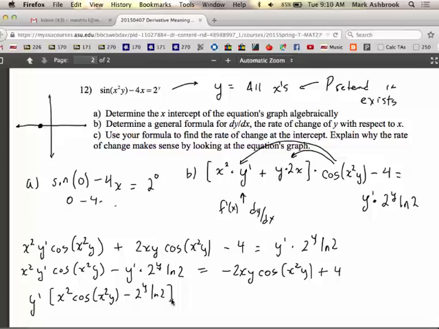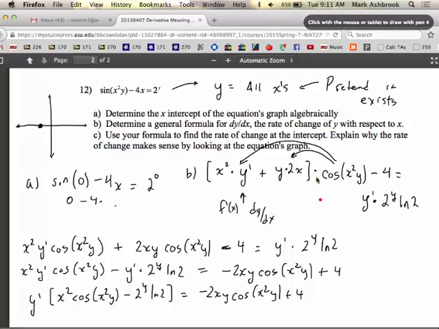Excuse me. Yeah, please. How do you get the positive 4 on the right side? It was minus 4 here. So this is minus 4. You're going to add it to both sides. Oh, okay. And then equals minus 2xy cosine x squared y plus 4. I'm one step away now. All I need to do is divide by that thing in brackets.